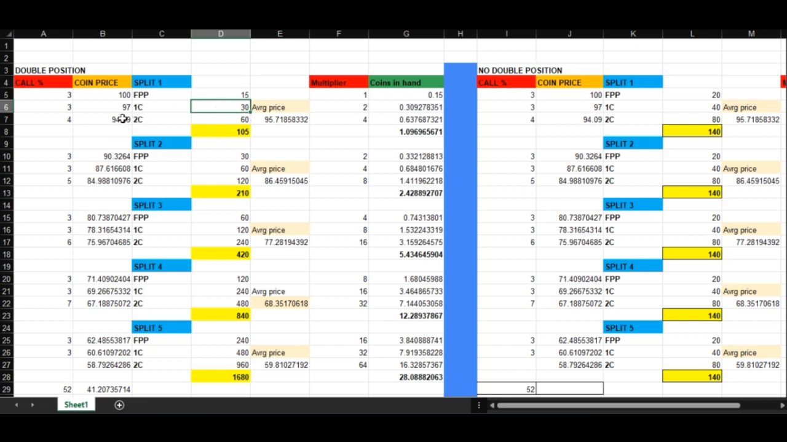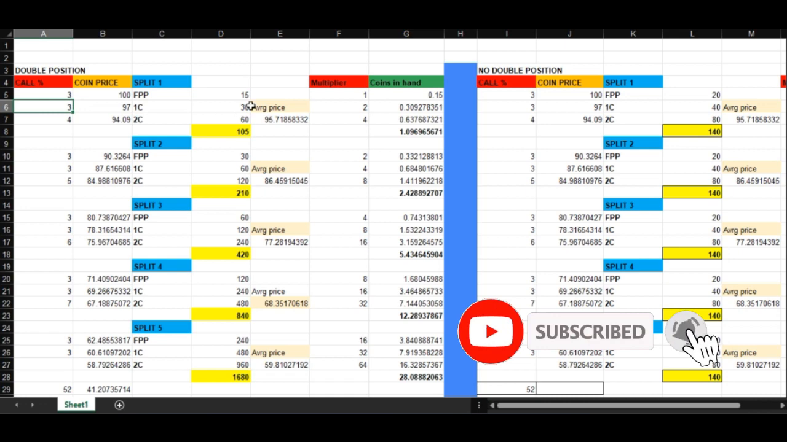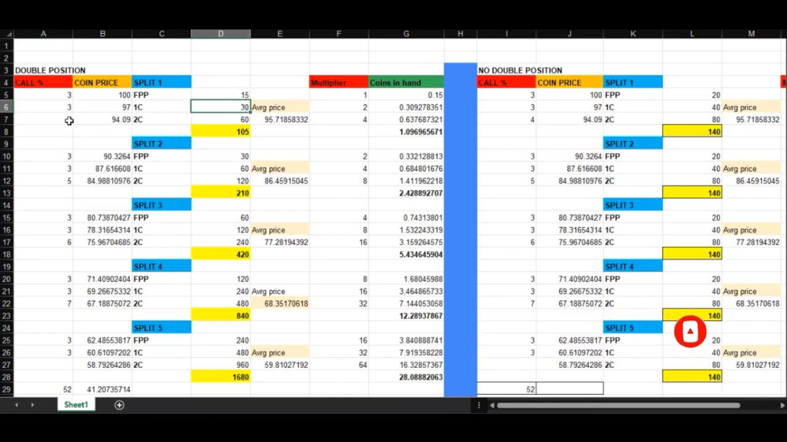So that simply means that here on the first call, if it drops by 3%, you want to buy twice, which is twice of this 15 USDT. And then when it drops again by 4%, so in this case, for the first split to be actually complete, the market needs to drop by 7%. So here is 3 plus 4, that is making it 7%. So a total of what you need to cover for that first split is 105 USDT.